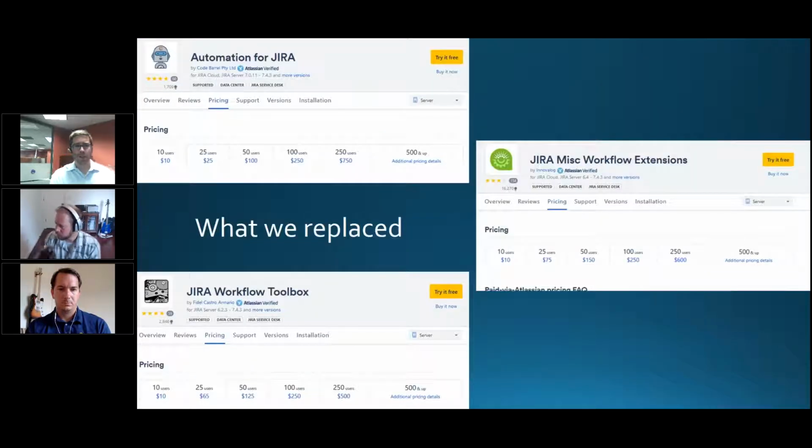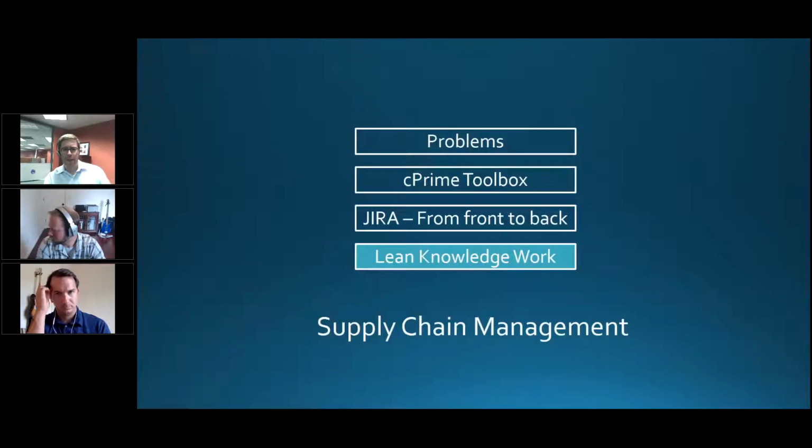All right. So a few more things that we ended up replacing: the automation add-on, which allows you to schedule things, and then miscellaneous workflows and the Jira Workflow Toolbox, which just do a whole lot of post functions and conditions and validators that we looked at. That's it in a nutshell. Okay, so let's move on to the next one.